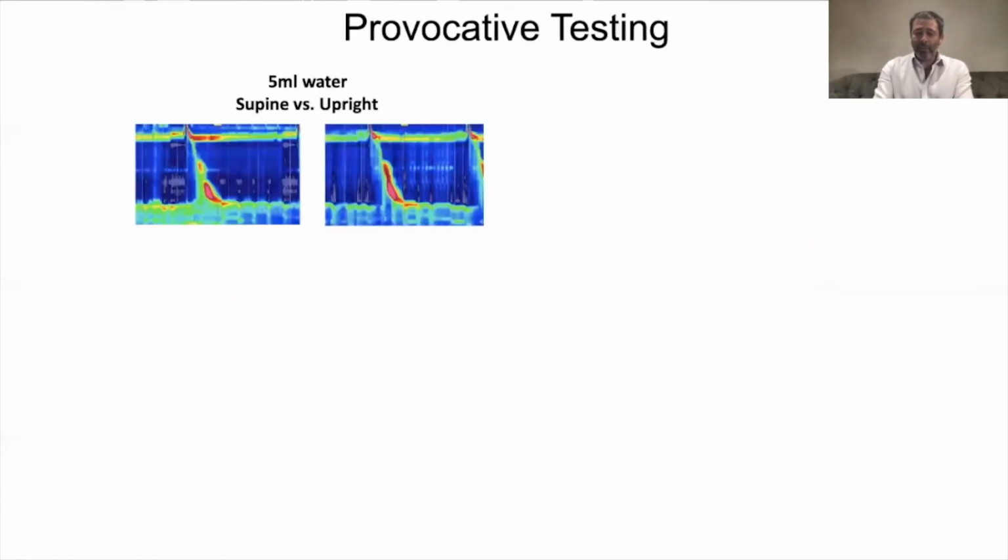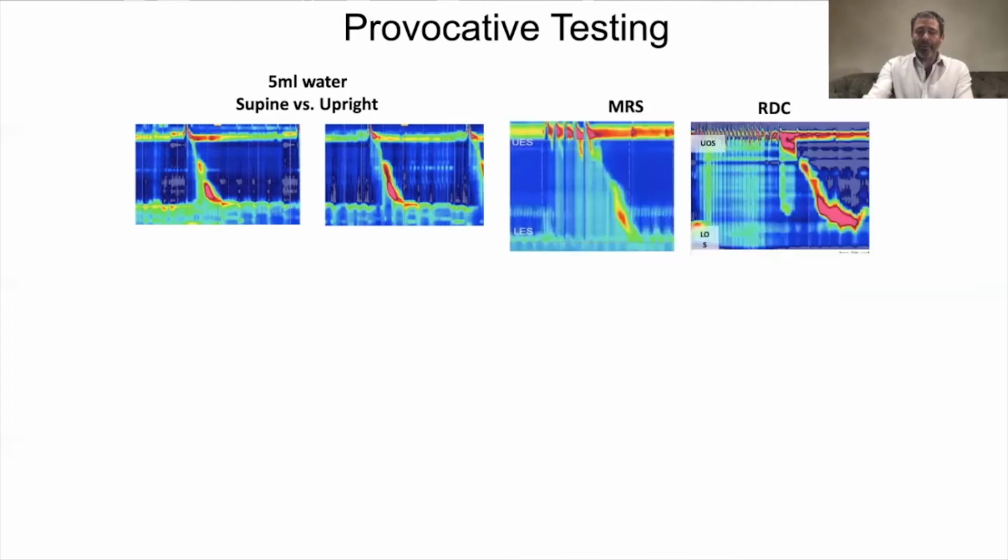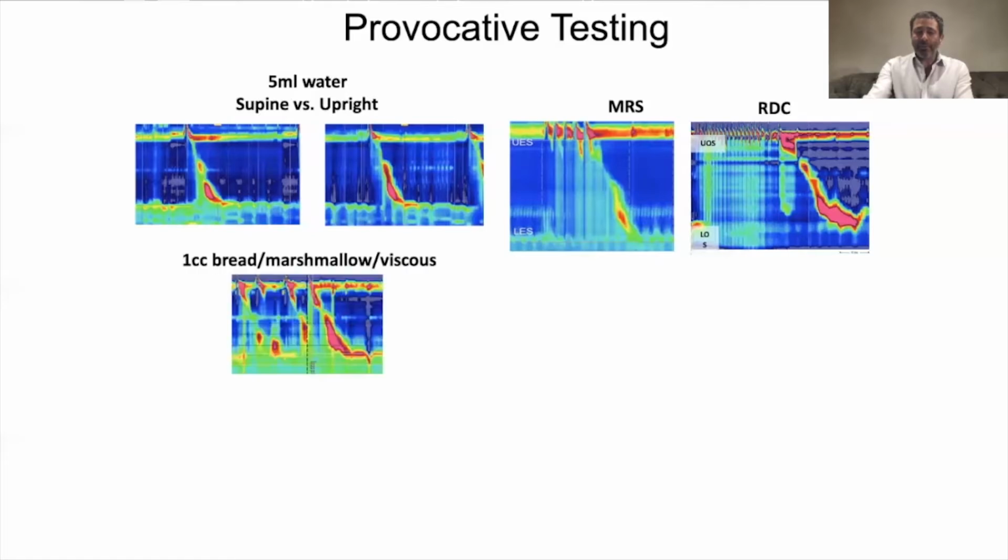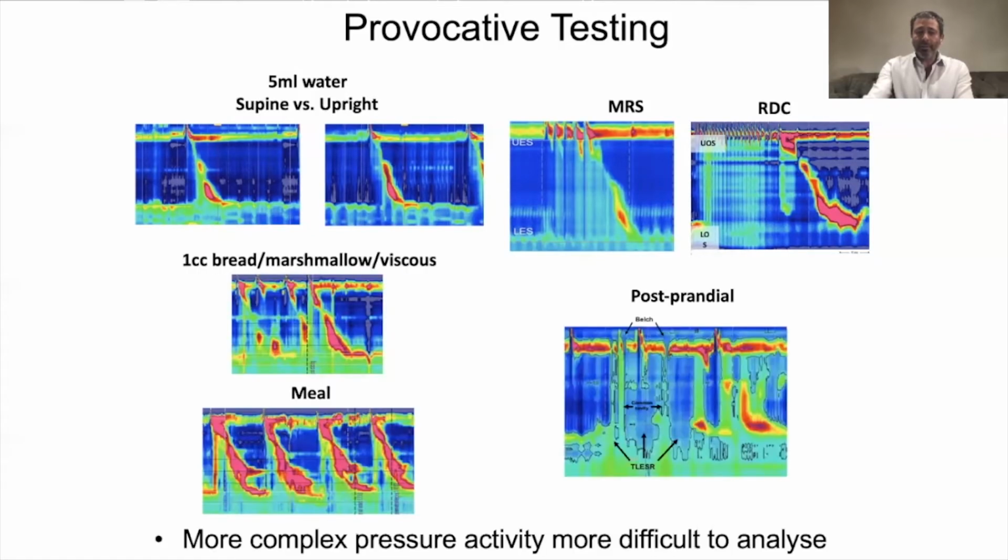This is where we should be including provocative testing. Provocative testing tries to replicate normal eating and drinking behavior by changing the position of the patient, by allowing them to drink larger volumes of water, eating solids, either single solids or a meal, or observing them in the postprandial period.